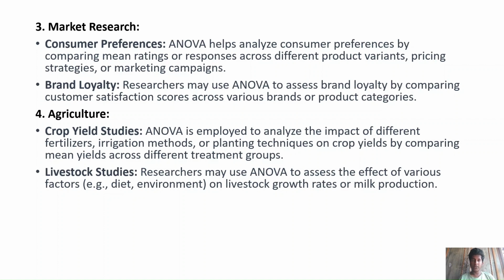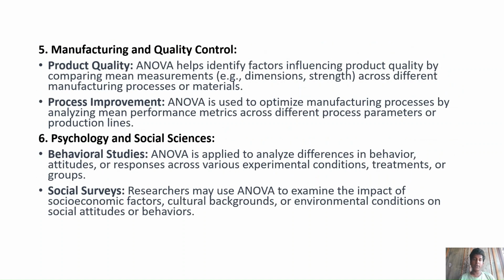Fifth, manufacturing and quality control. Product quality. ANOVA helps in identifying factors influencing product quality by comparing mean measurements, example dimension, strength, across different manufacturing processes or materials. Process improvement. ANOVA is used to optimize manufacturing processes by analyzing mean performance metrics across different processes, parameters, or production lines.